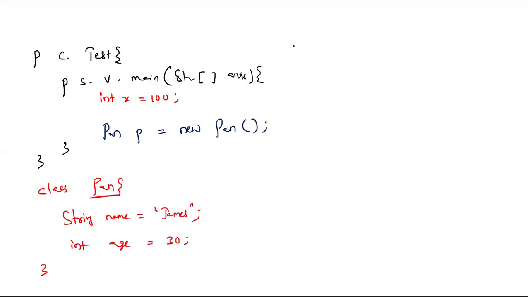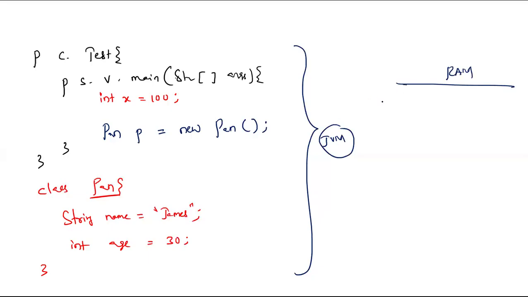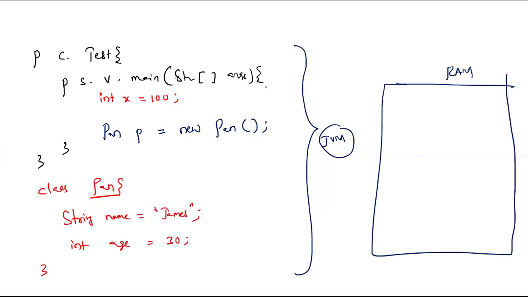Now, if this entire code is executed by the JVM, what will happen in the memory? The JVM execution starts from the open curly brace of the main method. So this is the starting point. Then it executes this line of code first. 100 is the data. The location name is x with a memory of 4 bytes because it's a primitive type.